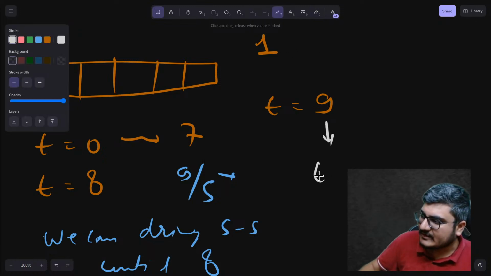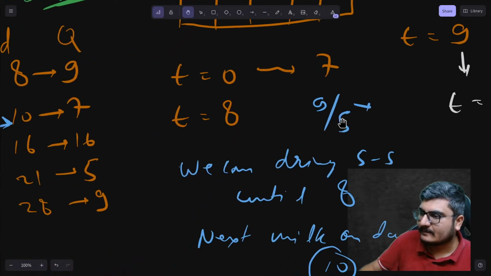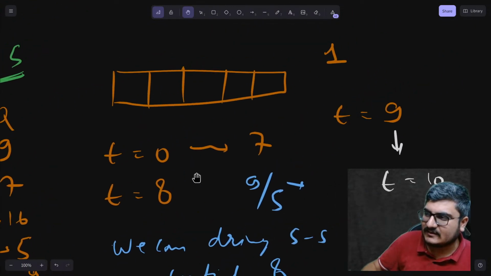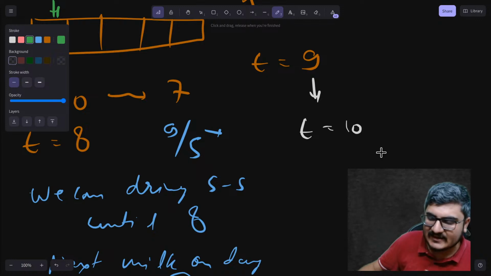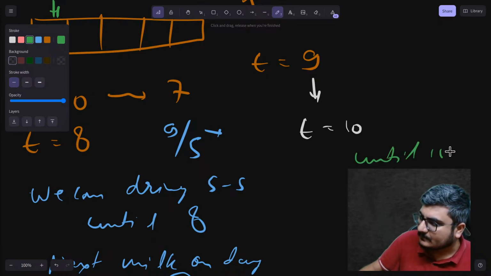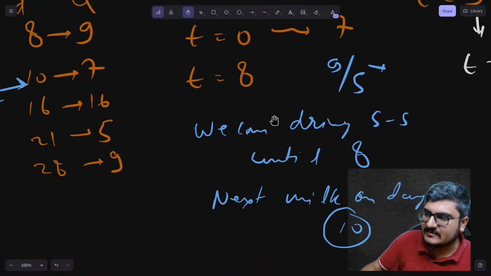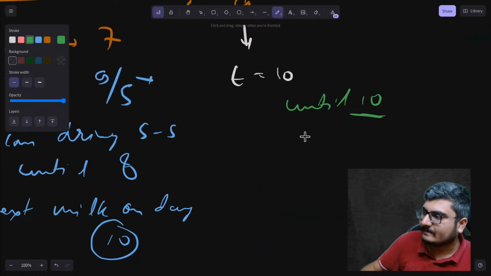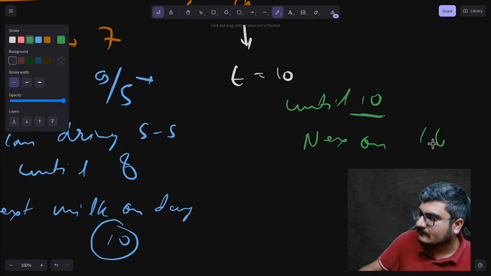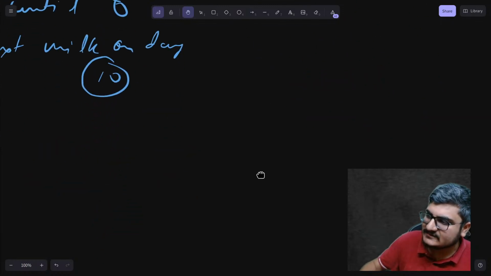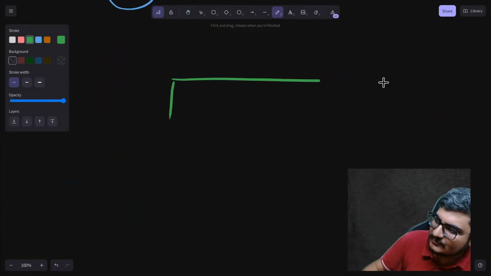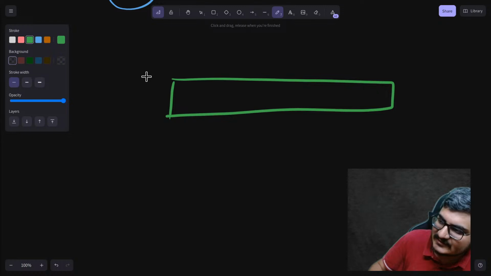So now let's move on to day 10. Fresh milk of quantity 7 came to us. Again, we can drink 5 milk until day 10 only. Next milk comes on day 16. So let's keep using this milk. First, let's drink 5 milk over here. My main idea is that at any point of time, you will have a set of drinkable milks with each counter over here.